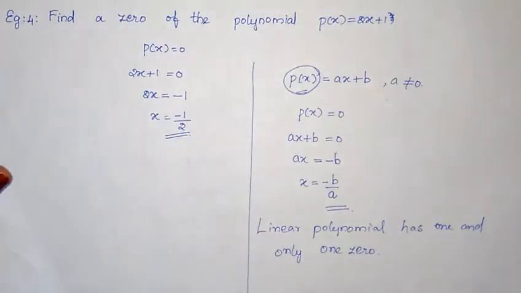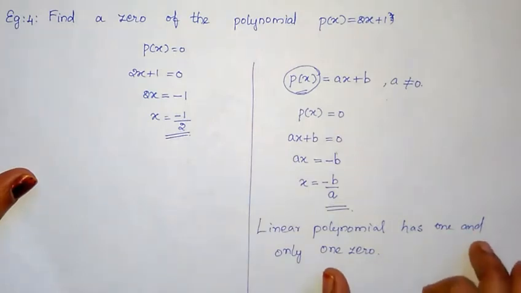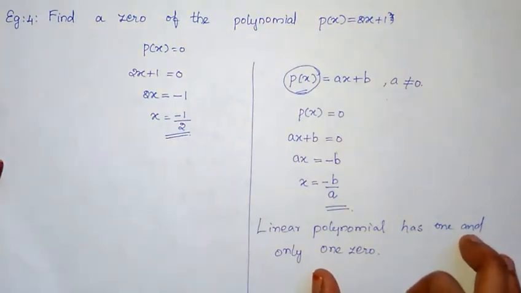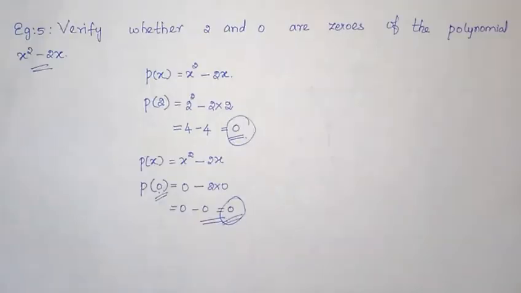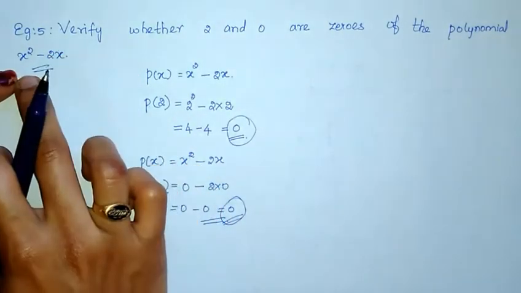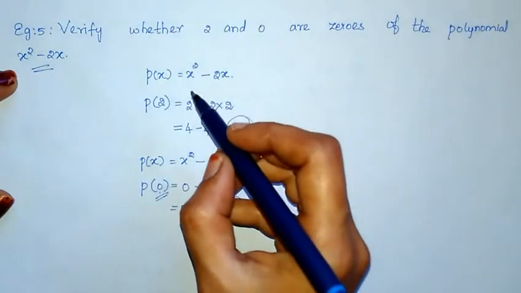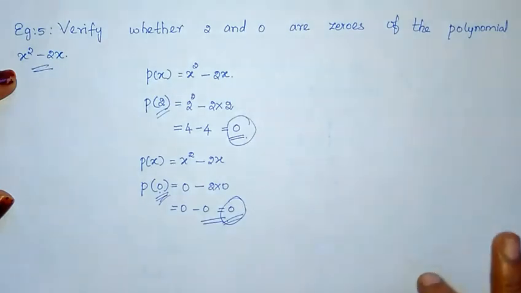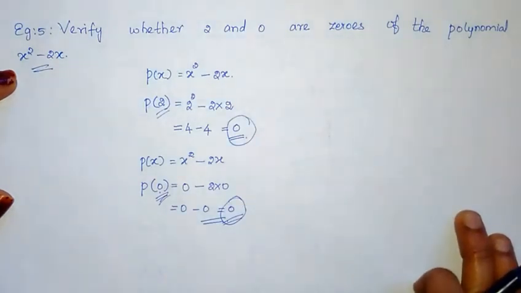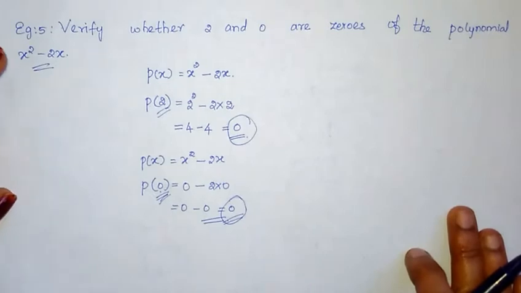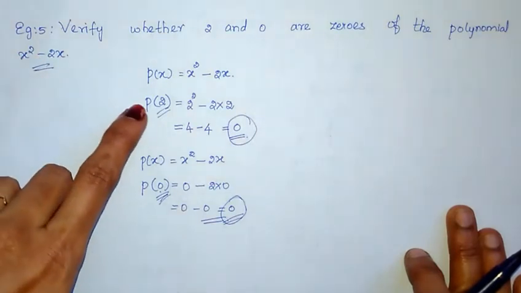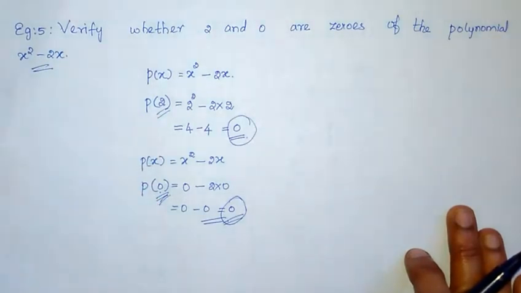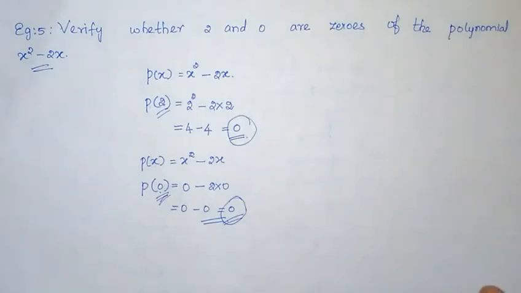Third point, every linear polynomial has only one zero. That is the third observation. Then the last one, a polynomial can have more than one zero. See here, in this polynomial x square minus 2x, it has two zeros. The two zeros are 2 and 0. So, a polynomial can have more than one zero. This polynomial is a quadratic polynomial, so it has two zeros, 2 and 0. If a polynomial is linear, it has only one zero.